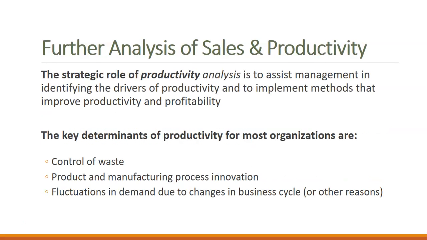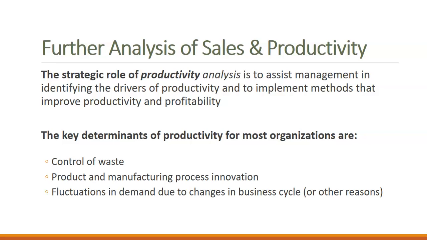So we're going to look at analysis of sales and productivity. Productivity analysis helps us look at the things that affected our own company's productivity and helps us look at strategic measures to improve that productivity and profitability. The key determinants of productivity for most organizations are the control of waste, product and manufacturing process innovation, and fluctuations in demand due to changes in the business cycle or various other reasons.